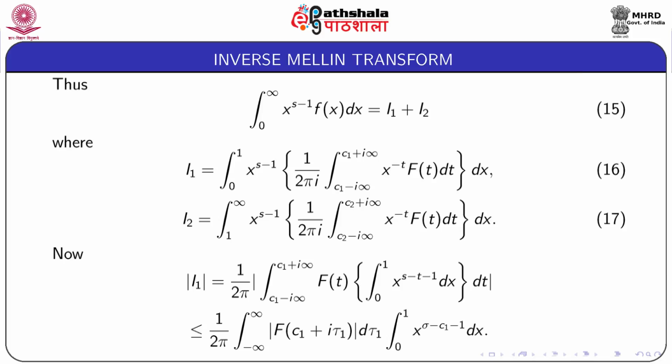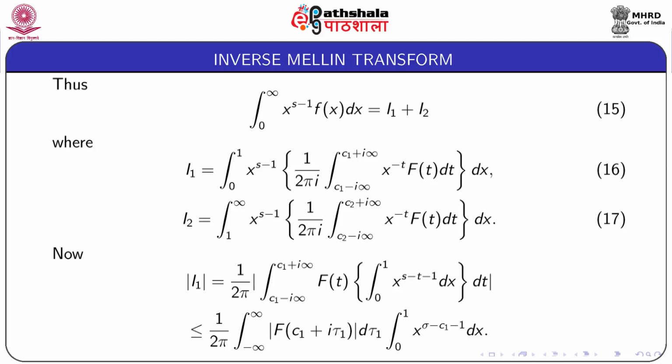Now, we consider mod I1, and that is equal to 1 by 2 pi times the mod of the integral from c1 minus i infinity to c1 plus i infinity of capital F(t) into the integral from 0 to 1 of x to the power s minus t minus 1 dx dt. This is obtained from equation 16 by taking the modulus value and interchanging the order of integration.